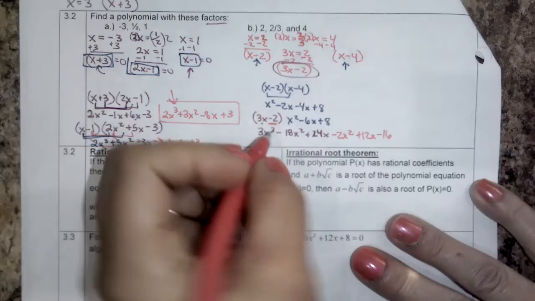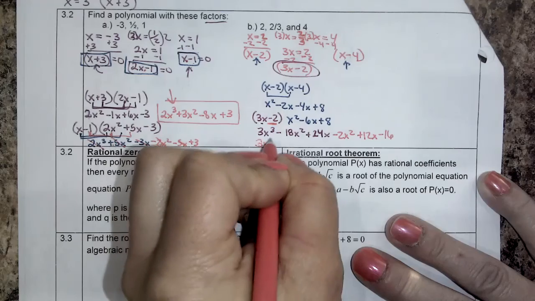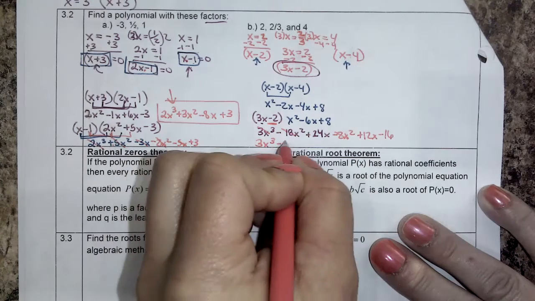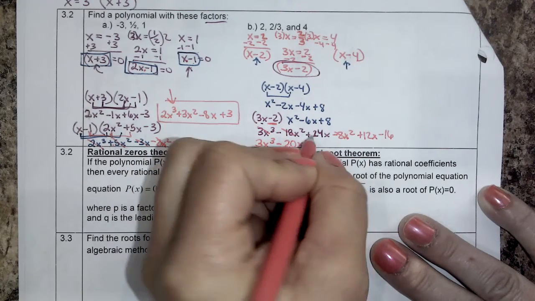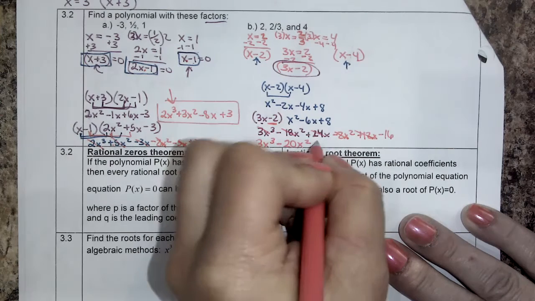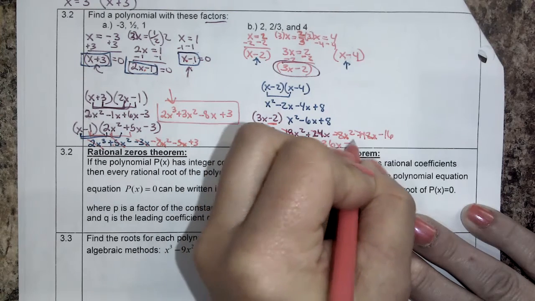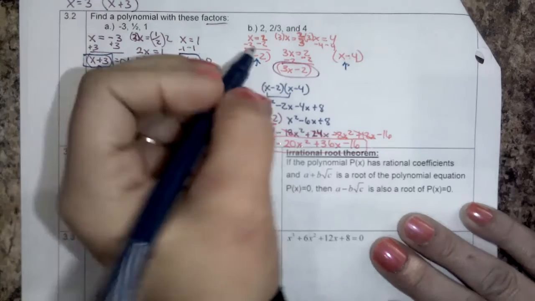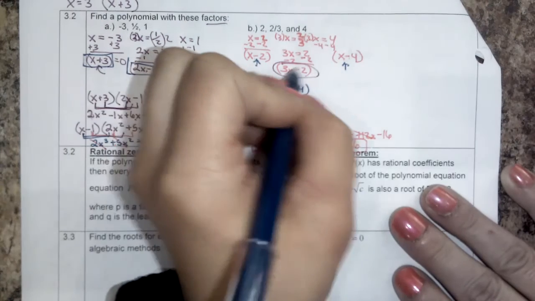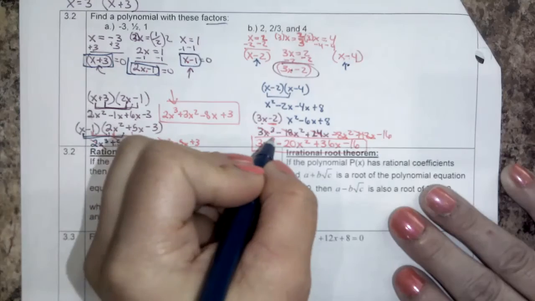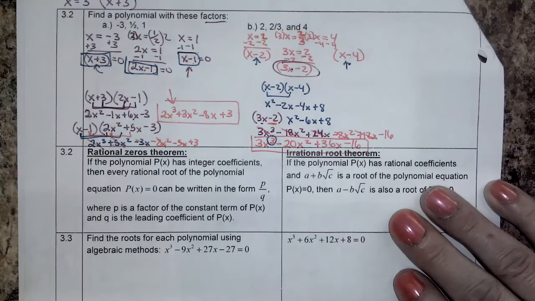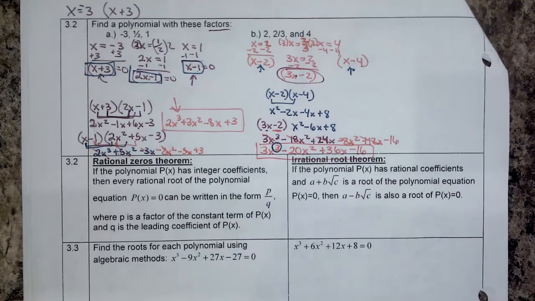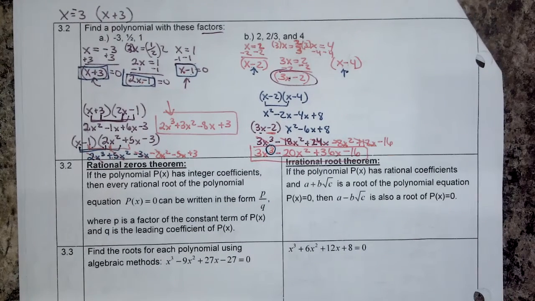Now I'm going to combine my like terms. So I get 3x to the third. -18x squared minus 2x squared is -20x squared. 24 and 12 is plus 36x minus 16. Now, an important thing to pay attention to: how many factors did I have? 1, 2, 3. So this had better be a 3. And it is. It matches. We're good.